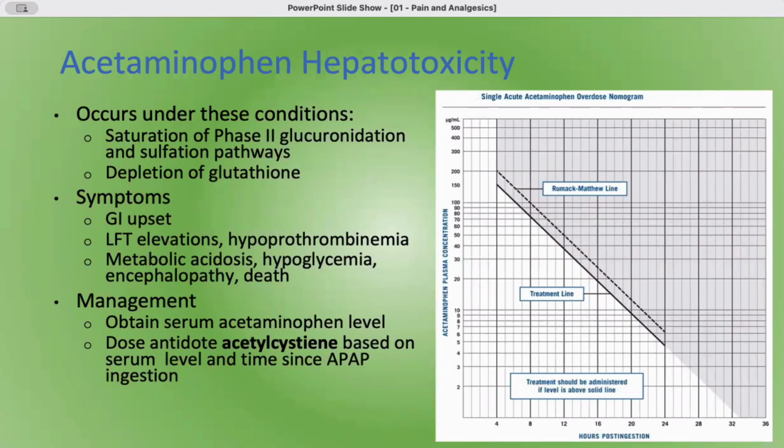1-800-222-1222. If you're practicing in Maryland, that will put you to the Maryland Poison Center. But if you're in another state, that same phone number gets you to any of the local poison centers that will be covering the area that you're practicing in. And they have clinicians who are experts in toxicology that can talk you through managing patients with weird overdoses.